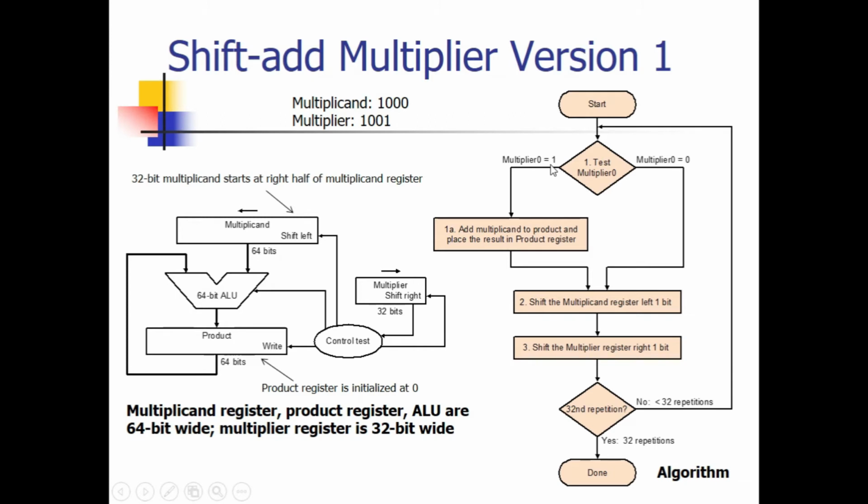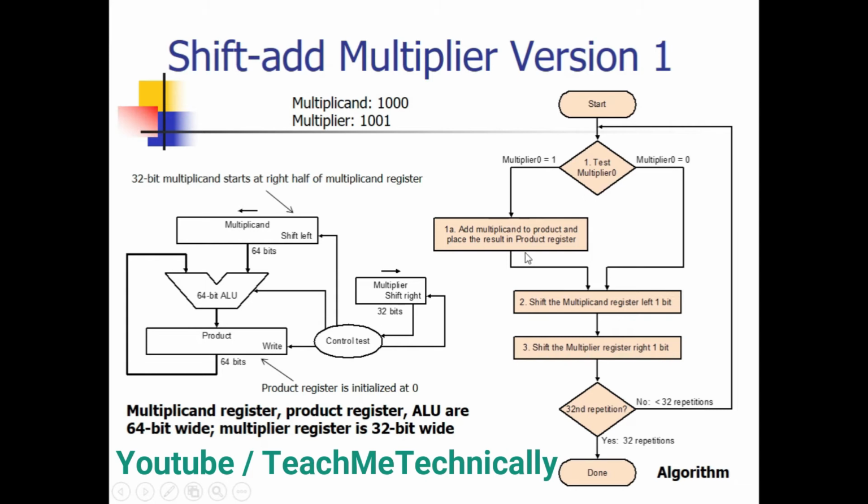So we will simply add the multiplicand to the product and place the result in the product register. So we will just take the value of the multiplicand and add it with the value of the product. In case our least significant bit is 0, we have to shift the multiplicand left 1 bit, and in the next step we have to shift the multiplier register right 1 bit.